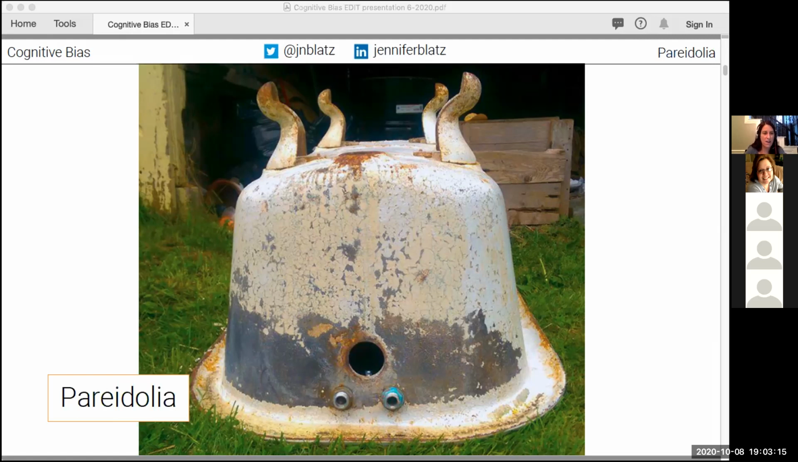This is known as the pareidolia effect. And for some of the bigger words, I'm going to say them twice. This is the pareidolia effect. And that's when people see patterns or inanimate objects or subliminal messages in something else. For example, when you see a dog shape in the clouds. And pareidolia is an example of a cognitive bias, and that's what I'm here to talk about today.